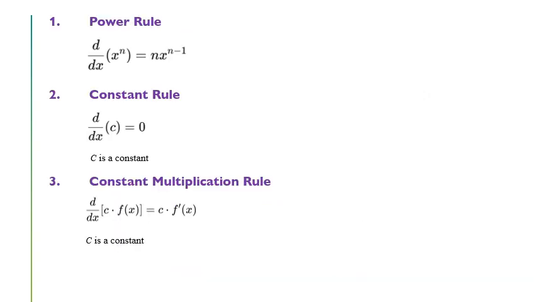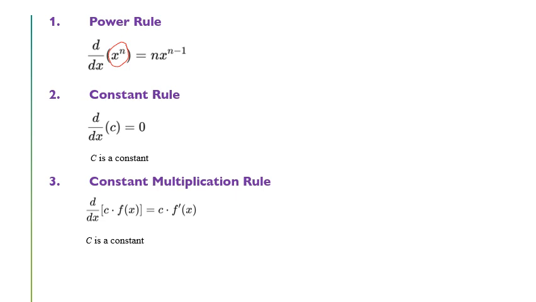Right, let's look at these three different rules: the power rule, constant rule, and the constant multiplication rule. So the power rule: if you have x to the power n, you're finding the derivative of x to the power n. It's quite technical, meaning you just have to remember the steps. You bring the power n to the front, and then the power minus 1.